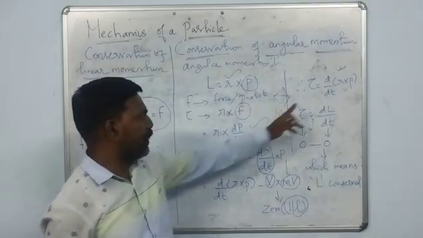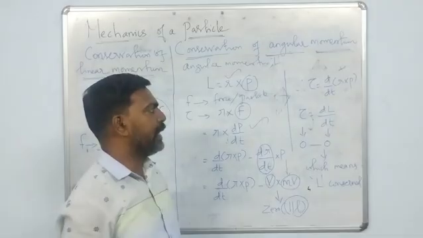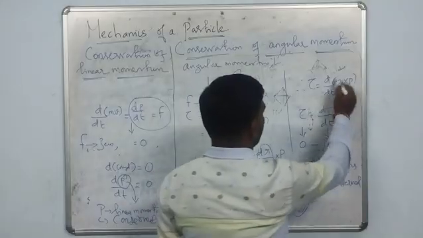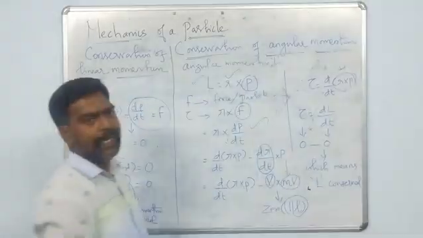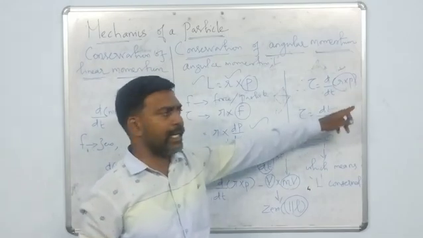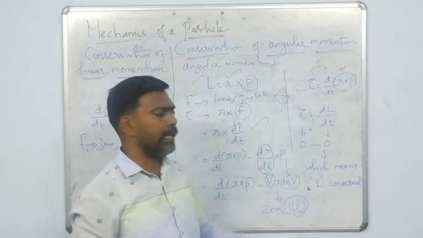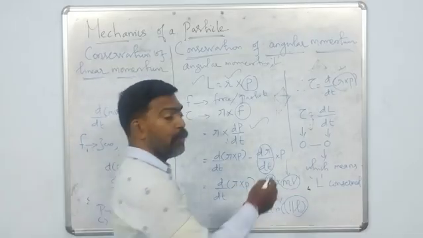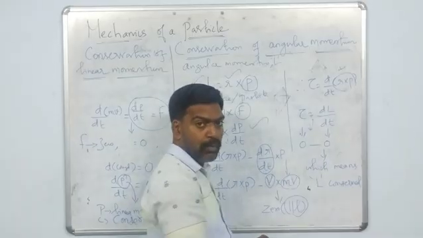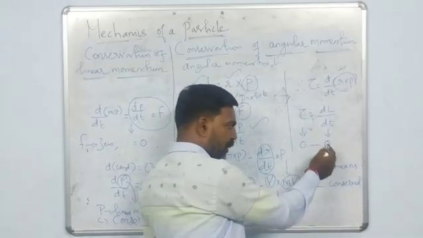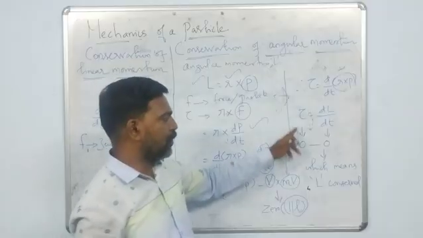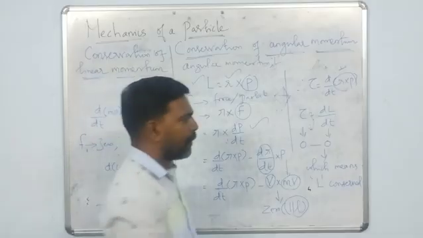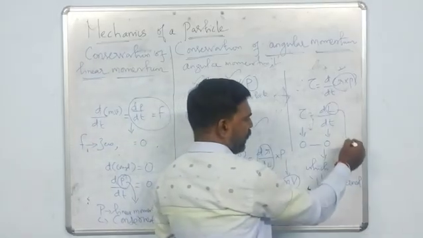So we rewrite this equation as tau equals d by dt of R into P. R into P, we have already written as L. So instead of R into P, we substitute dL by dt. Now we have to consider the angular momentum. If tau equals 0, then dL by dt also becomes 0. So once tau is 0, dL by dt also becomes 0, which indirectly shows that L becomes a constant.